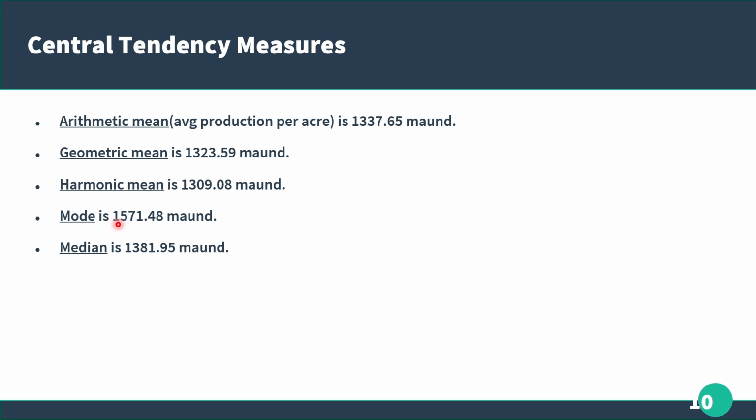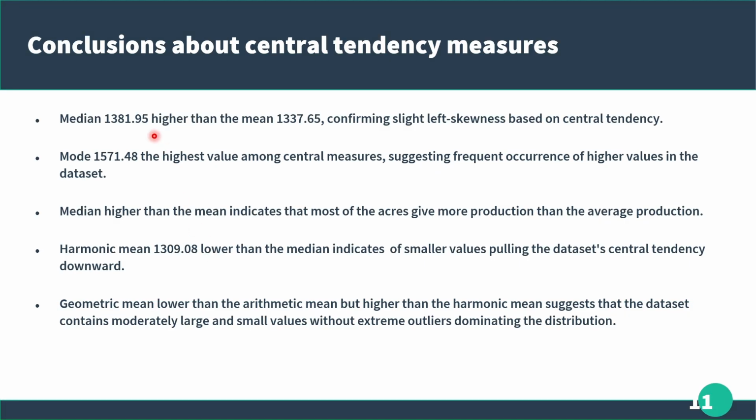Mode is the most frequently repeated value in the dataset, which is 1571.48 maunds. Median is 1381.95 maunds, which is the middlemost value of the dataset. From these calculations, we can see that the median is higher than the mean, as we have seen earlier, confirming that it is a left skewed dataset.